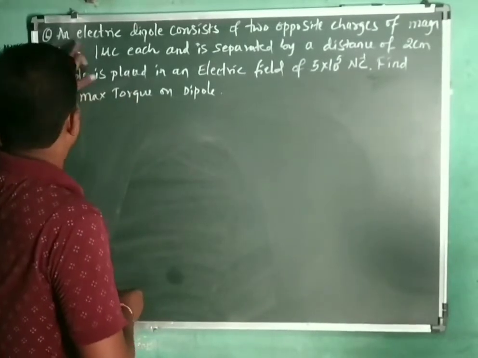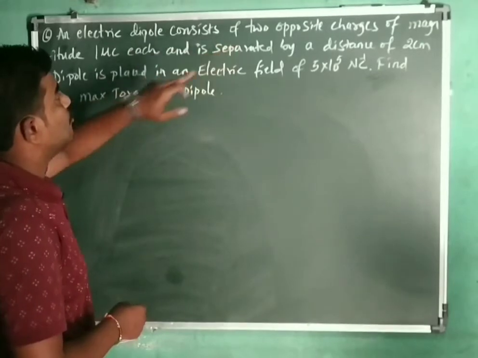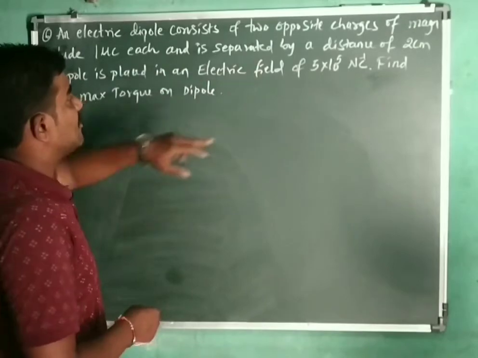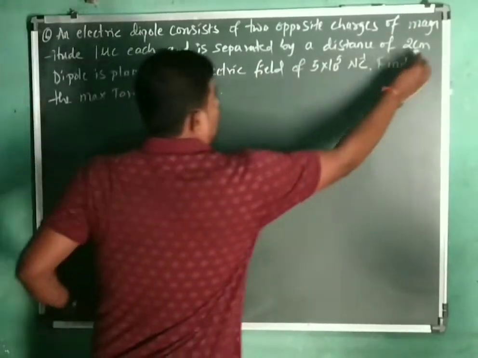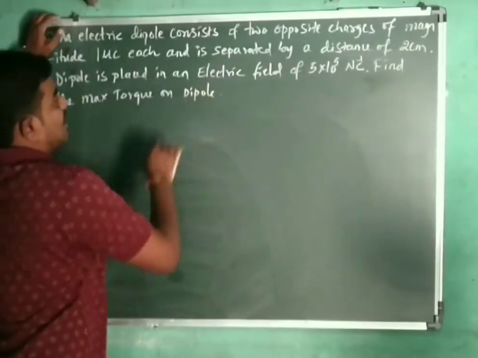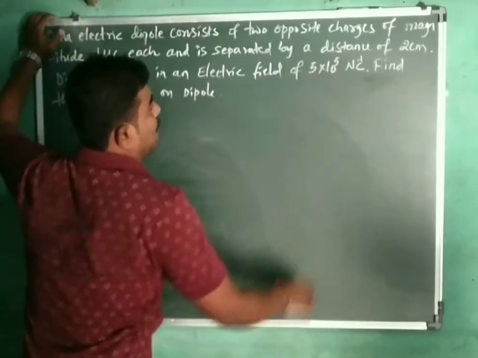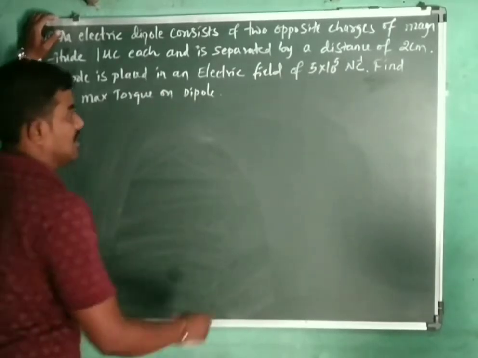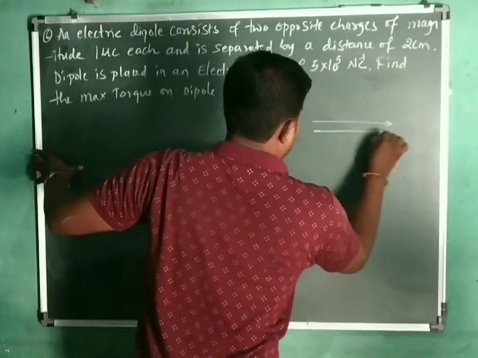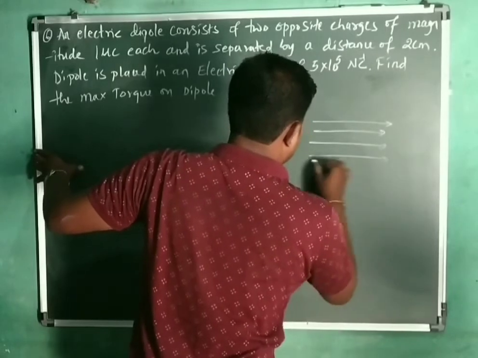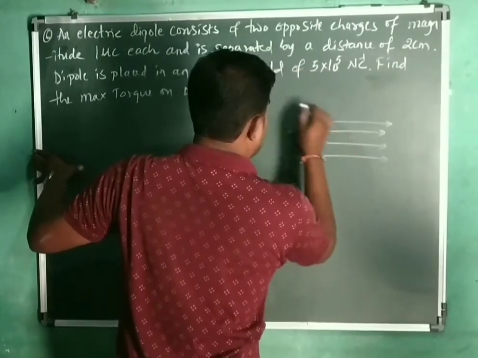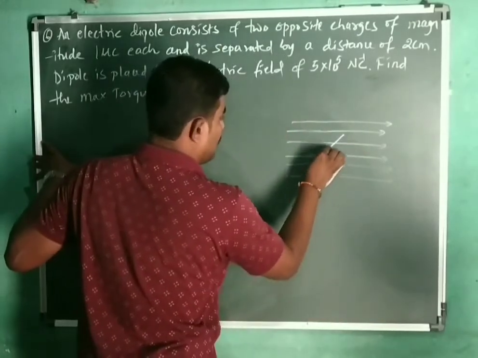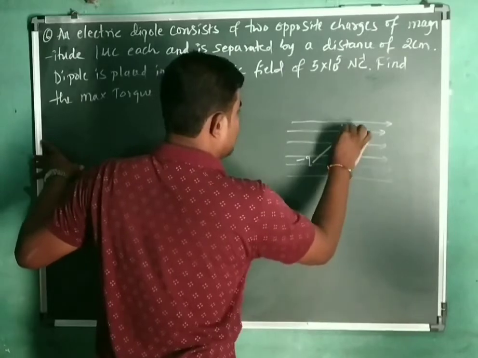See here, an electric dipole consists of two opposite charges of magnitude 1 microcoulomb each, separated by a distance of 2 centimeter. The dipole is placed in an electric field of 5 into 10 to the power 5 Newton per coulomb. Find the maximum torque on the dipole. See here, this is the electric field, the electric field strength has been given, and this is the dipole. This is minus Q, this is plus Q.